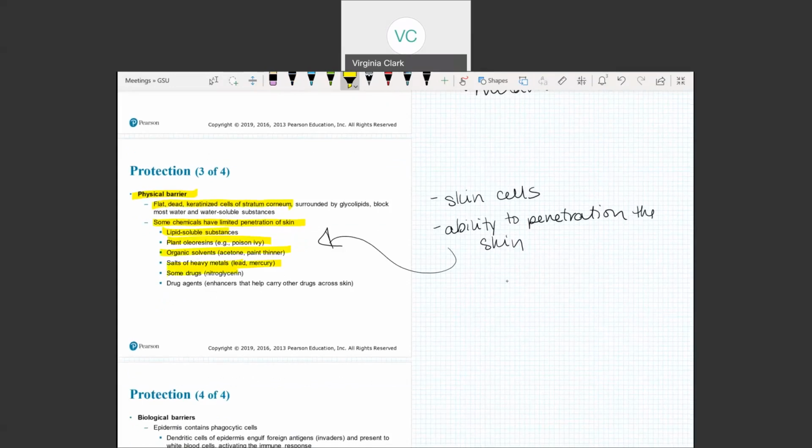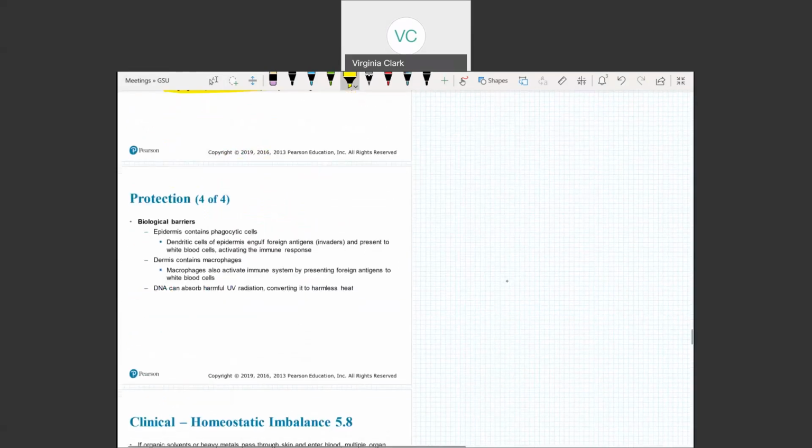Some drugs can get absorbed through the skin. This is also why gloves are a personal protection equipment in clinical settings. But then there's also some drug agents where you can actually quickly absorb drugs through the skin, so they're applied to the skin. So that's what's happening with the physical protection.